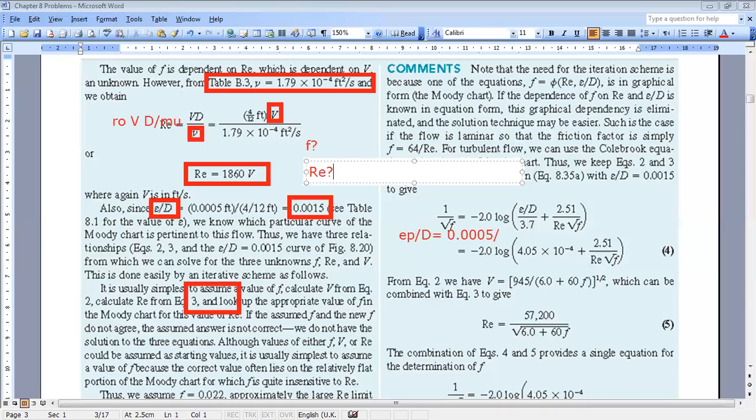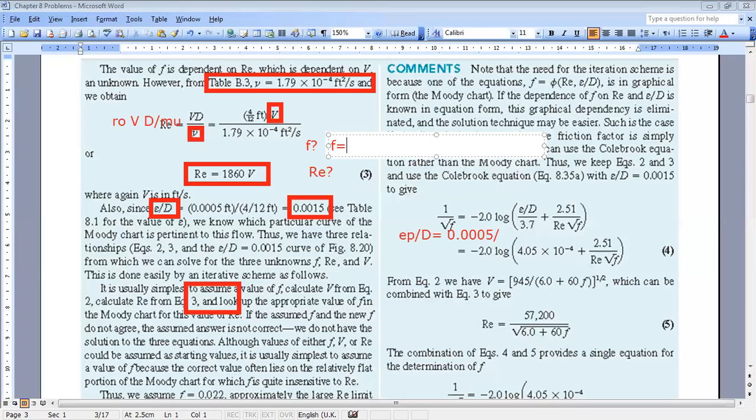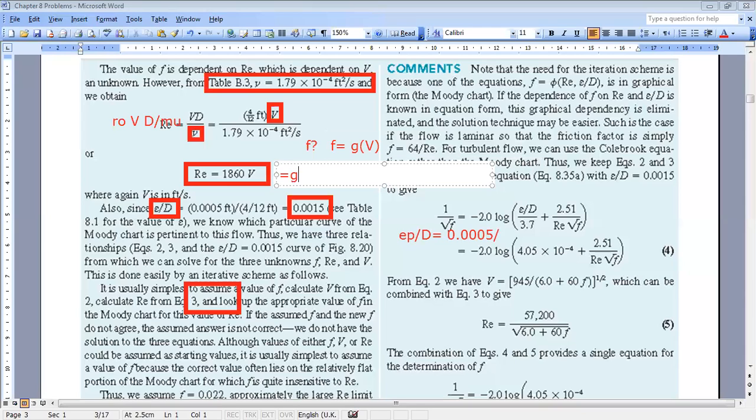But what I did is that I wrote two equations. In equation one, I expressed F as a function of velocity. And here I expressed Reynolds as a function of velocity. So I know both F and Reynolds as functions of v, but I don't know the value of each one.